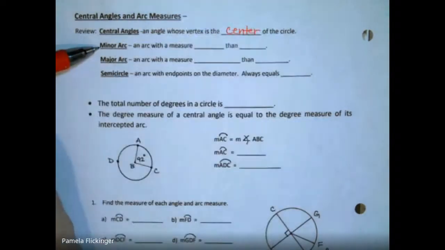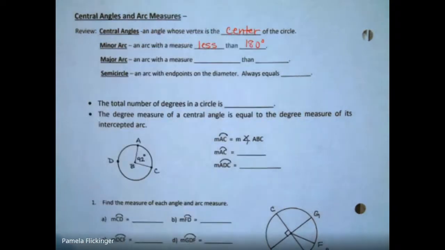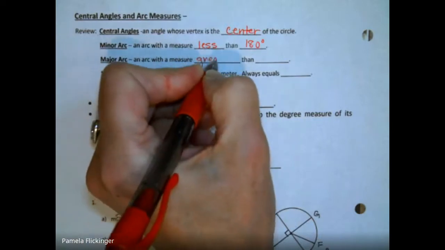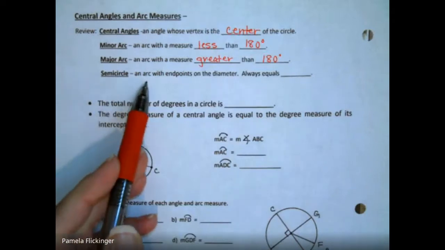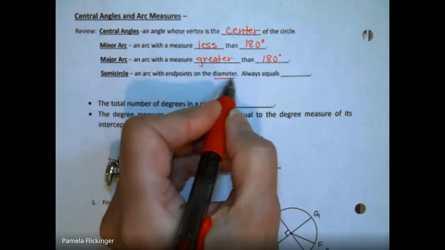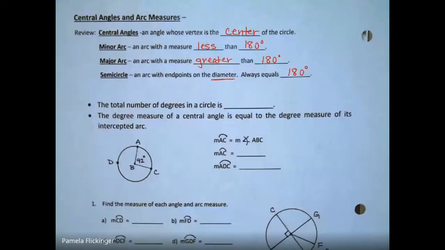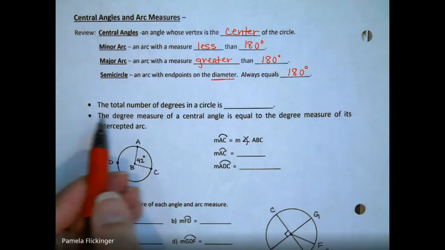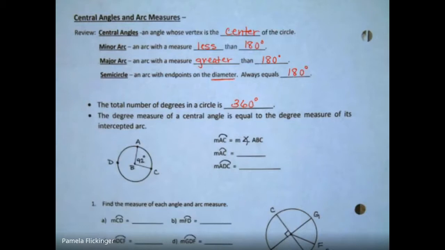We also talked about minor arcs, major arcs, and semicircles. A minor arc is an arc with a measure less than 180 degrees. Major arcs are arcs with a measure greater than 180 degrees. And a semicircle is an arc whose endpoints are the diameter and always is exactly 180. All right, the total number of degrees in a circle is always 360 degrees. So of course, when we're doing measures, we can't go over that.